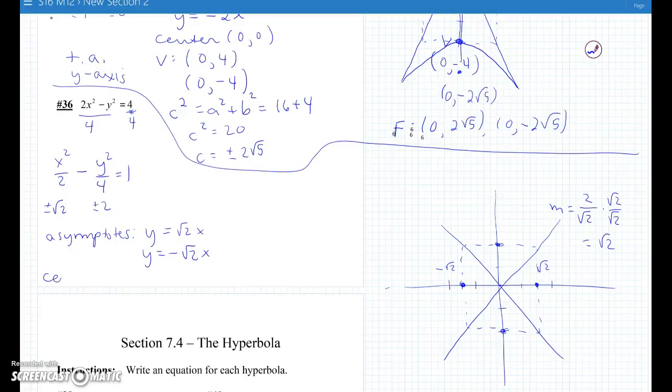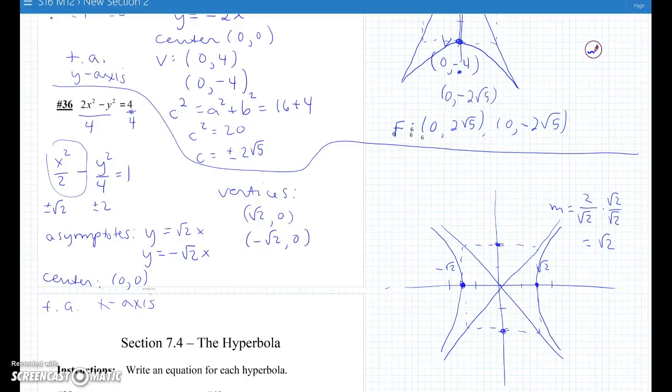So we've got the asymptotes. The center, again, is 0, 0, because these are the easy beginning problems. Now we need to look at the order of the terms. The x term is coming first, so that means the x-axis is the transverse axis. So I know these are the actual points on the graph, and the other 2 dots are just to help me draw it. So I can see that my vertices are root 2, 0, and negative root 2, 0.